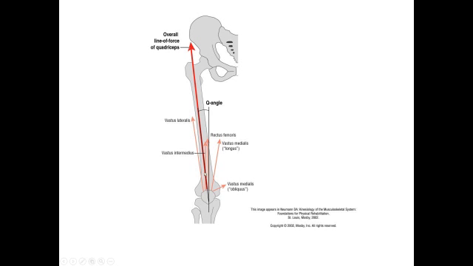That overall lateral pull has to get balanced by this medial pull, and so we're going to be looking a lot at that. Normal Q angle is about 15 degrees. It's a little bit bigger in women, a little bit less in men.